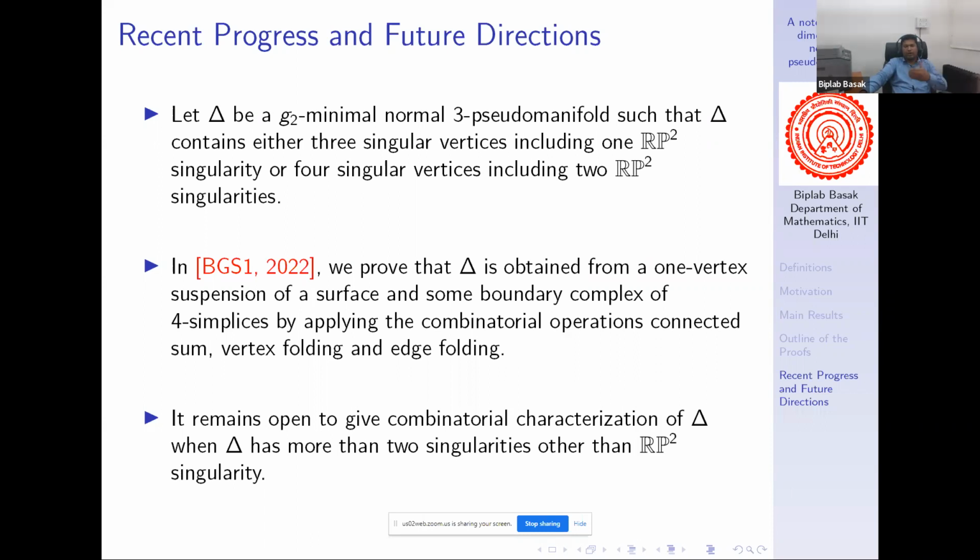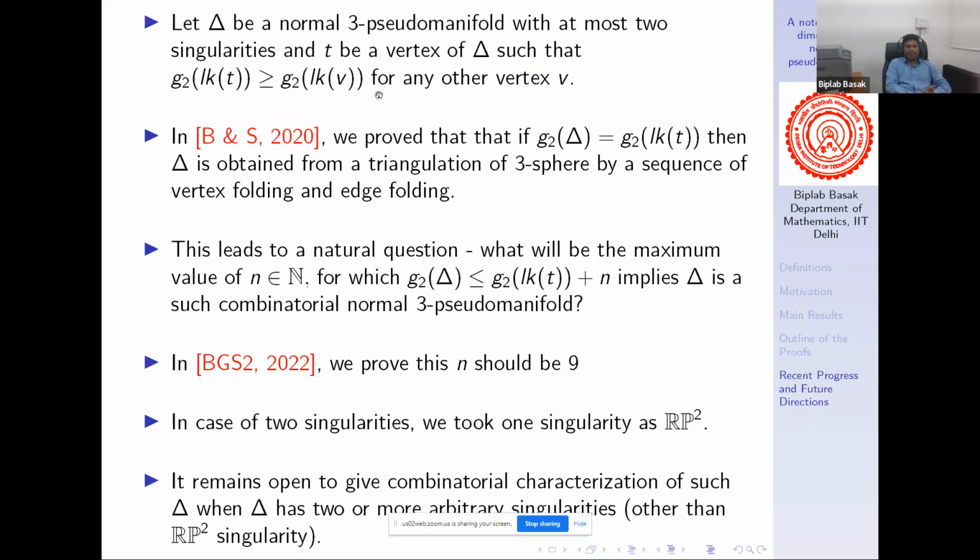Okay, so this is one open direction, and another one is this. We proved that, which we just presented, if G2 of delta equals G2 of link of T, and delta has exactly 2 singularities, then delta is obtained from a triangulation of a 3-sphere by a sequence of vertex folding and edge folding. I did not define edge folding, but it is a similar type of operation to vertex folding.